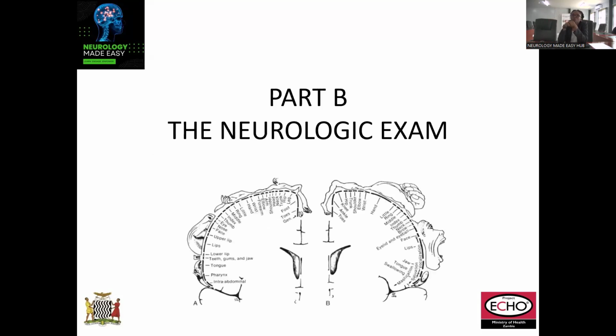So we come now to the neurologic exam. So 90% of your diagnosis, the formulation of your diagnosis, is really going to come from your history. So you must do a very good history. You must be very attentive to what the patient is presenting with, because 90% of your diagnosis is going to come from there. And just a small 10% is really going to help you confirm your diagnosis.